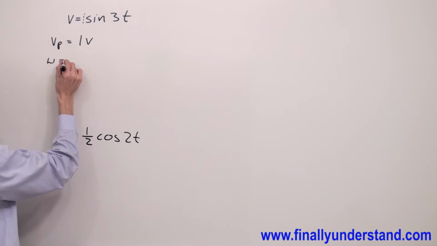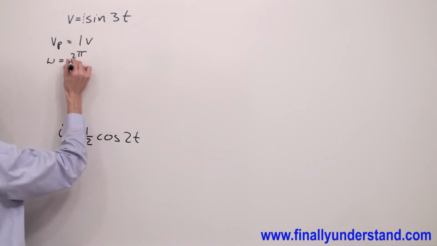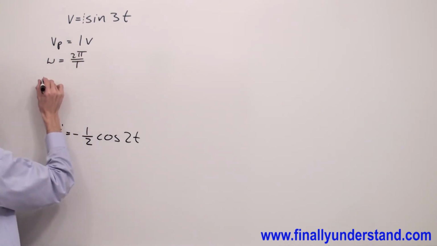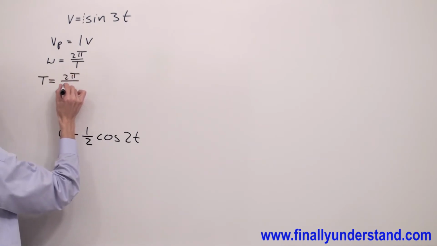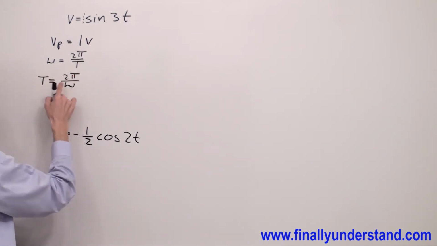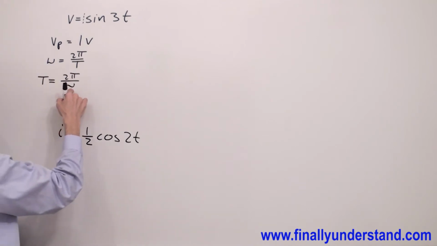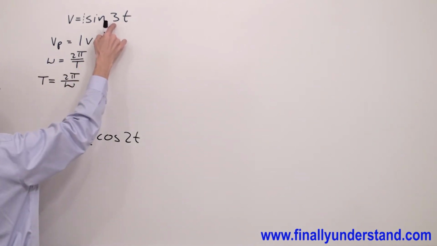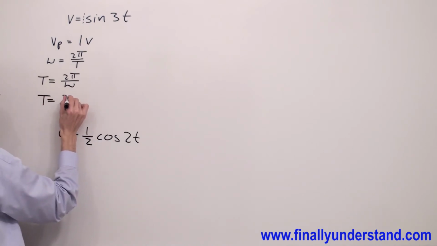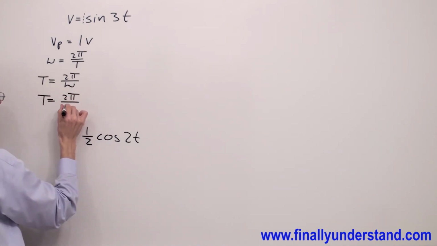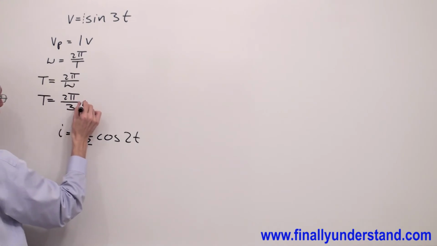Omega is equal to 2 pi over T. So T is equal to 2 pi over omega. Period is equal to 2 pi over omega. In this case, my omega is equal to 3. That's why my period is equal to 2 pi over 3 seconds.